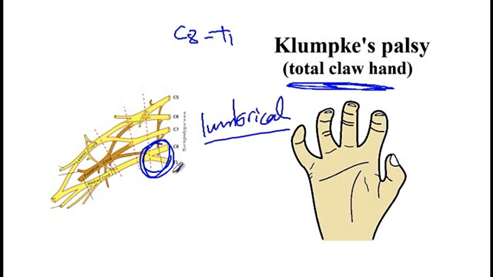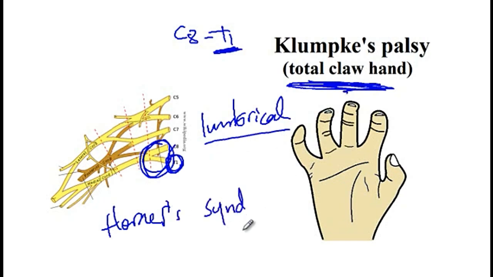And then you should also know that since T1 is affected in these patients, they could also develop Horner's syndrome. So they can present with the total claw hand as well as with miosis, which is the same as constriction of the pupils, as well as ptosis of the eyelid. And that concludes our discussion.